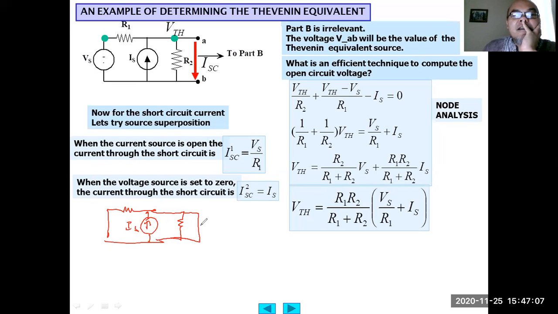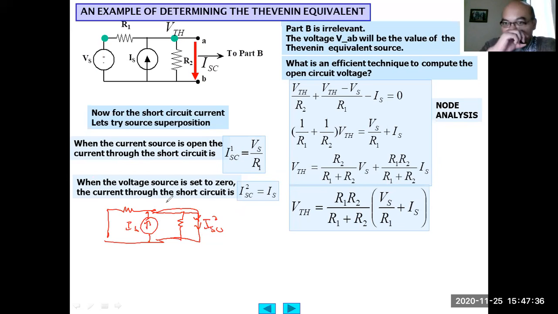So what is the current now? The current here is ISC2, the current due to the current source. Of course, this is basically a current divider. What do you call it? The current divider formula, right? So all the current ISC will go through this one, right? Because this resistor here is 0.